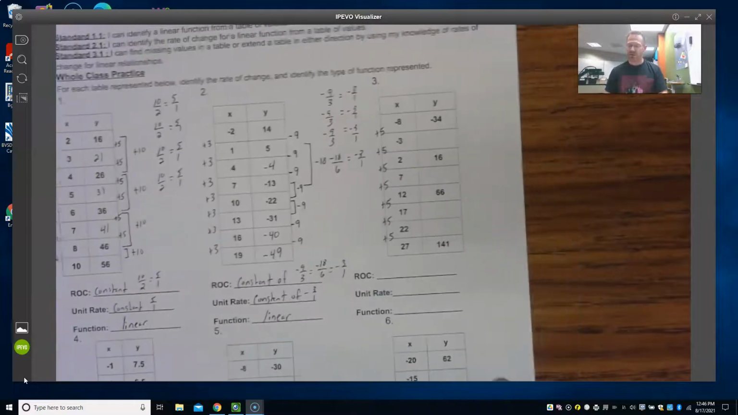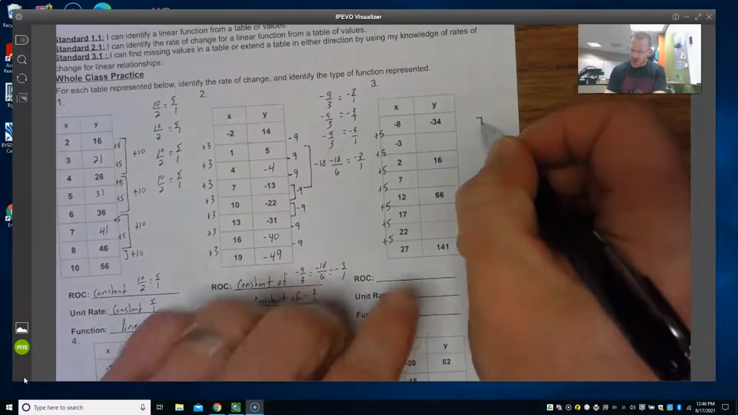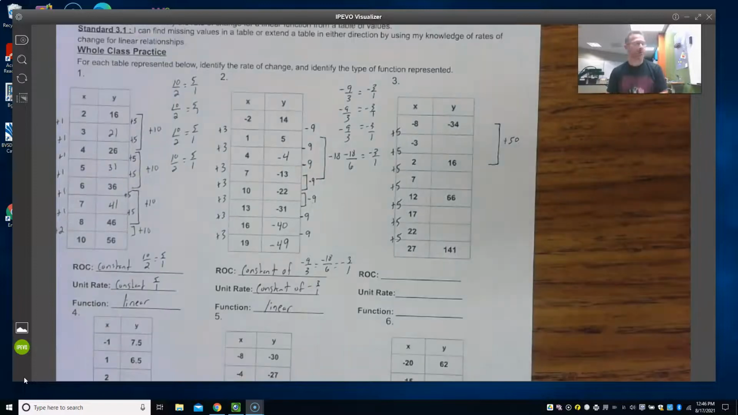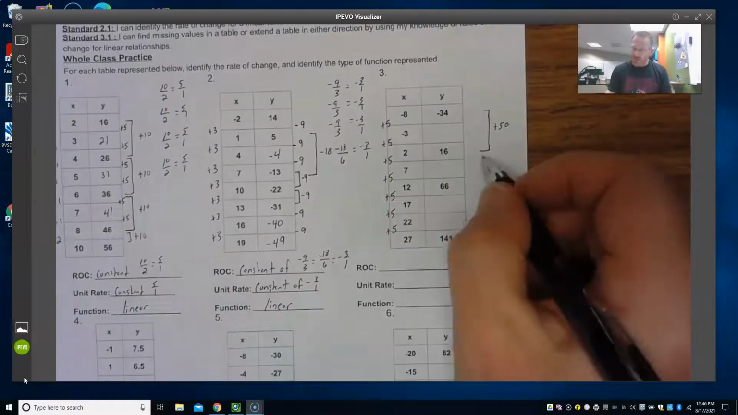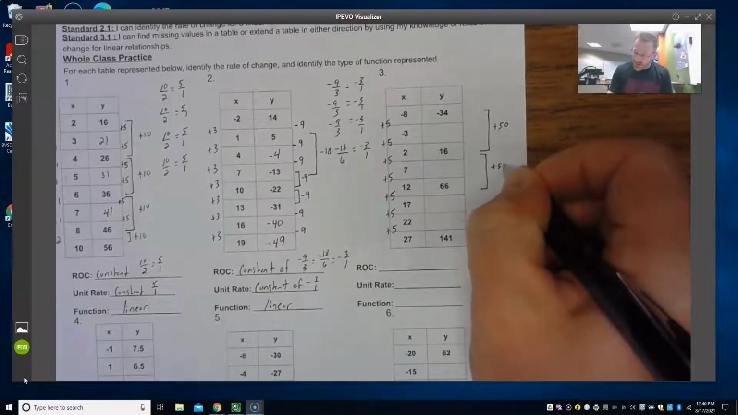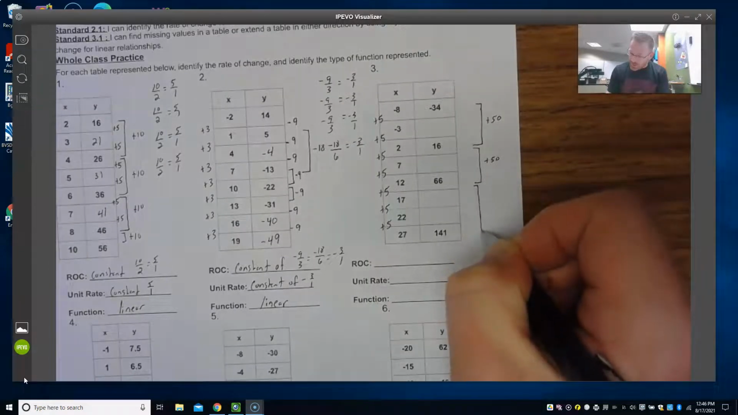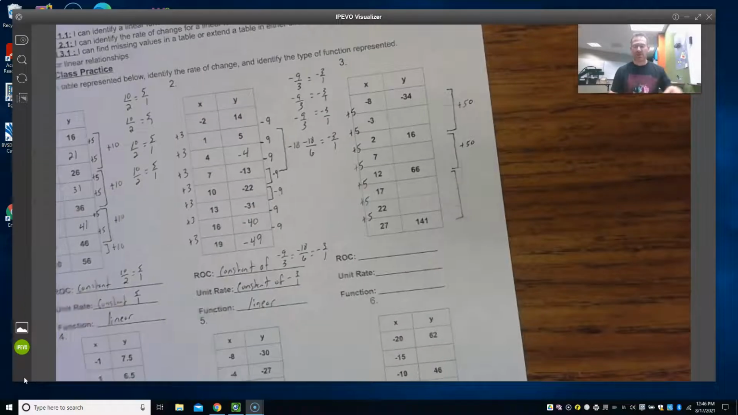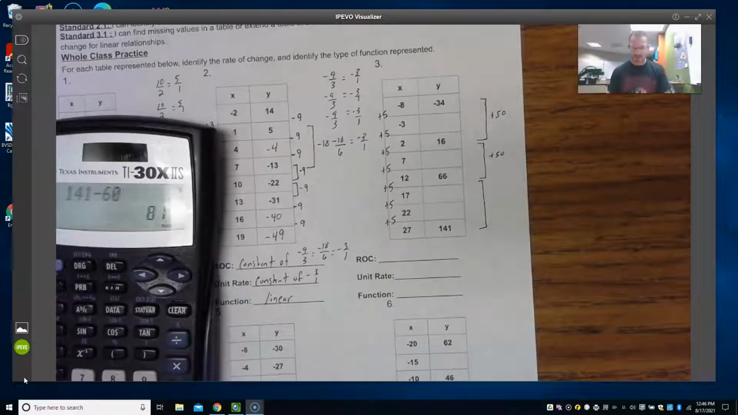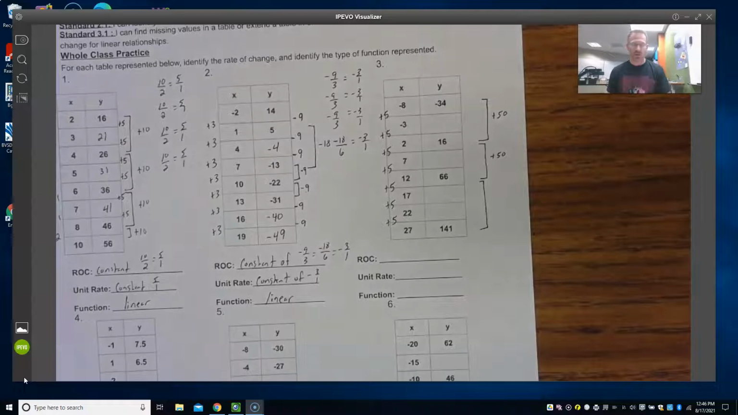Now, here's where we have to do a little bit of thinking, because I have a jump, I have a skip here. Notice I go from negative 34 to 16. So I went up 50 right there. And then when I go from 16 to 66, I go up 50 again. And then notice here I'm going from 66 to 141. I'm going to have to do that on my calculator just to make sure I get that right. So 141 minus 60, we went up 81. So let's look at that.